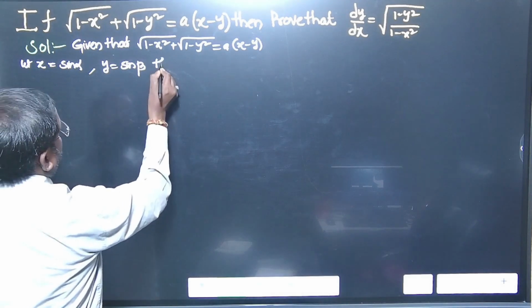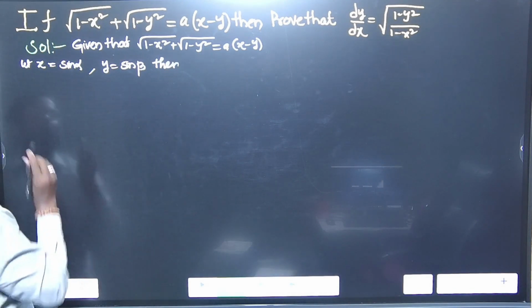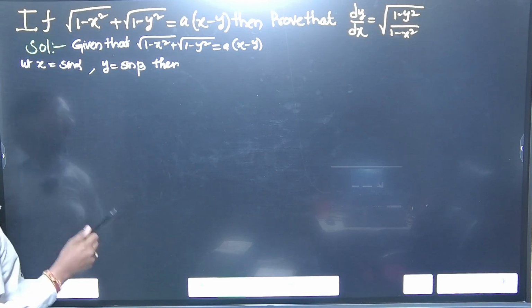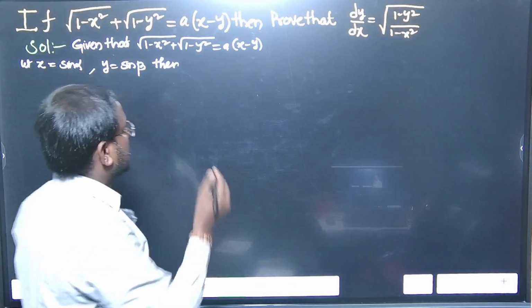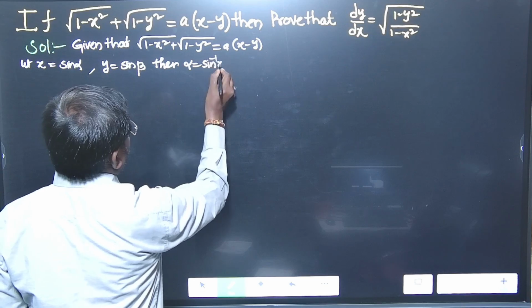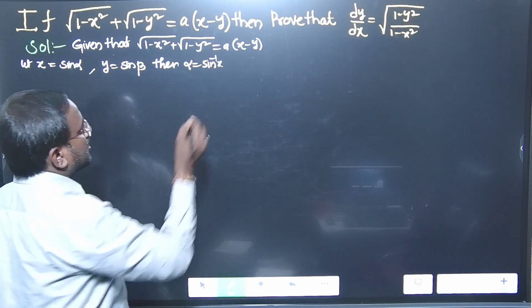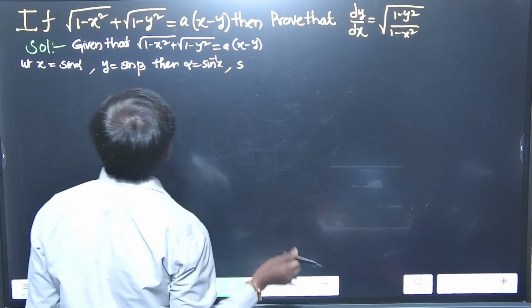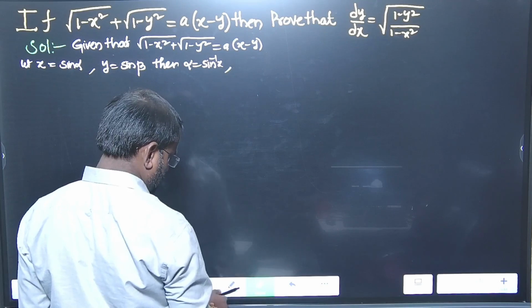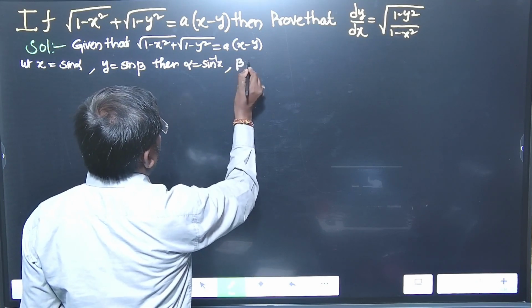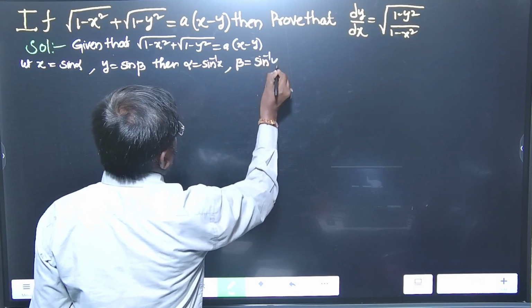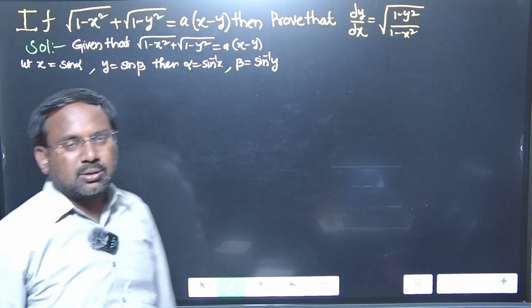Then, students, x equal to sin alpha, then taking the sin function to the other side, we get alpha is equal to sin inverse of x. Here alpha is equal to sin inverse of x, as well as beta is equal to sin inverse of y. Are you getting the solution, students?